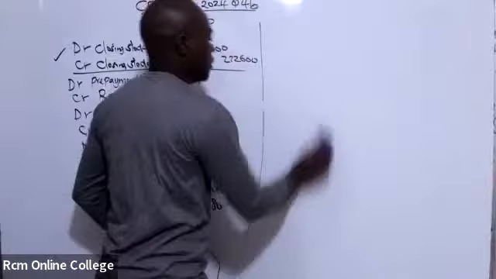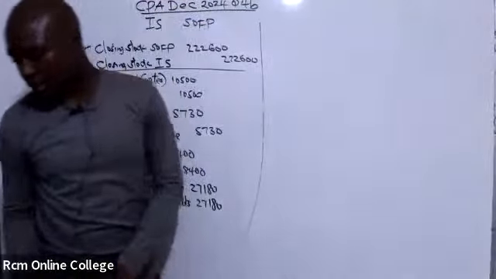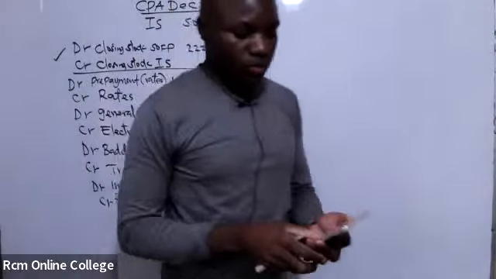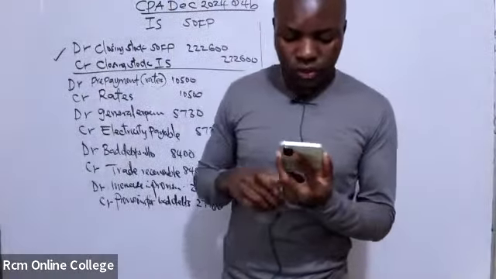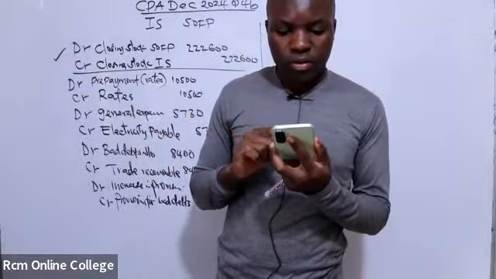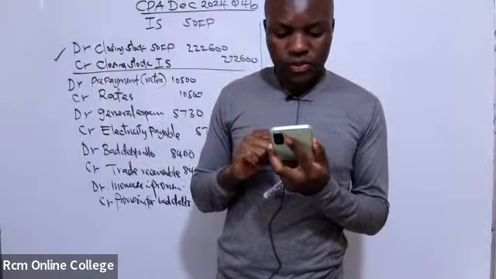Under current assets. Let us go to the next information. That has taken quite some time, but of course we have cleared it. The next thing we are having is number 6.